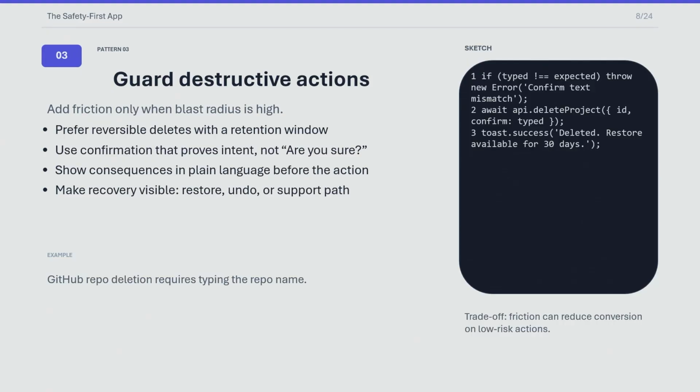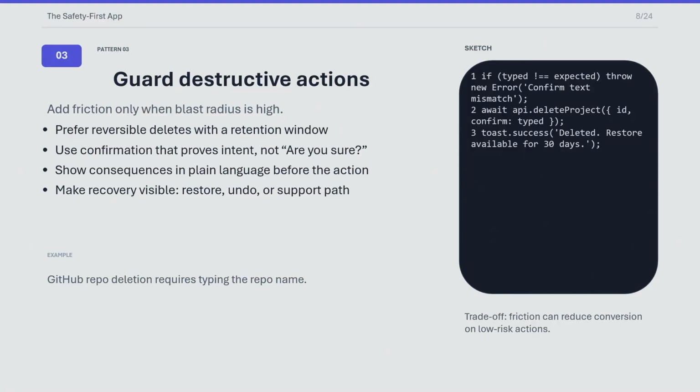Because sometimes even if you ask "are you sure?" or "do you confirm?", it's a bit vague, and customers sometimes might be distracted or not sure. That's why more robust setups like typing the specific resource name really do a lot. And of course, you also need to show the consequence in plain language before the action itself.